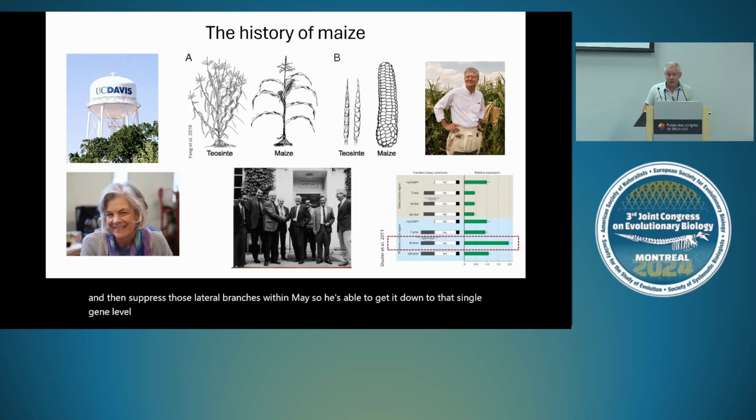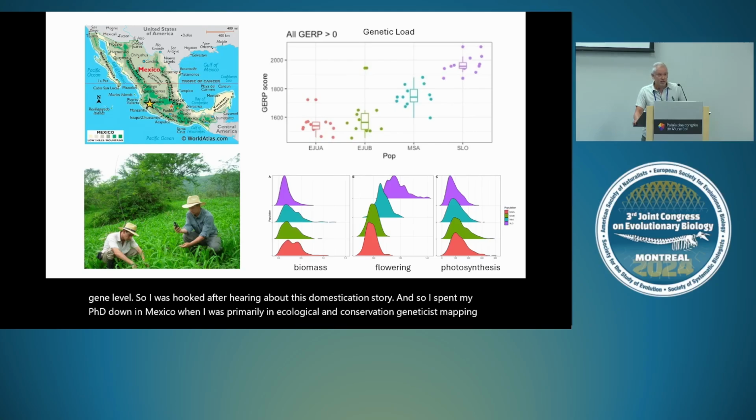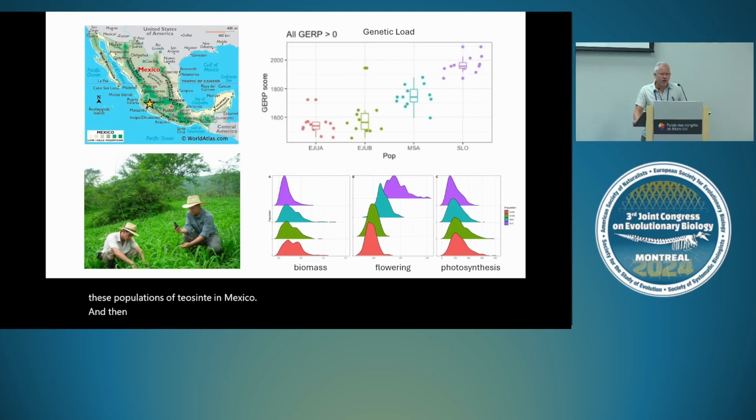So I was hooked after hearing about this domestication story, and so I spent my PhD down in Mexico when I was primarily an ecological and conservation geneticist, mapping these populations of teosinte in Mexico. And then trying to understand how human influences on these populations, reduction in population size, affected the levels of genetic diversity and the amount of genetic load within these populations.